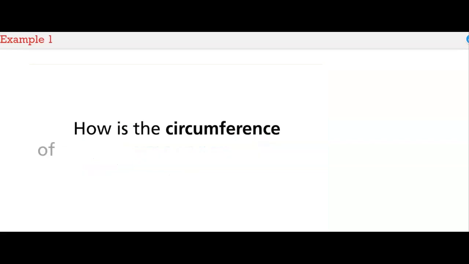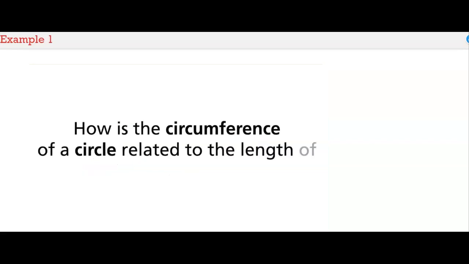How is the circumference of a circle related to the length of its diameter? Think about this question during the lesson.